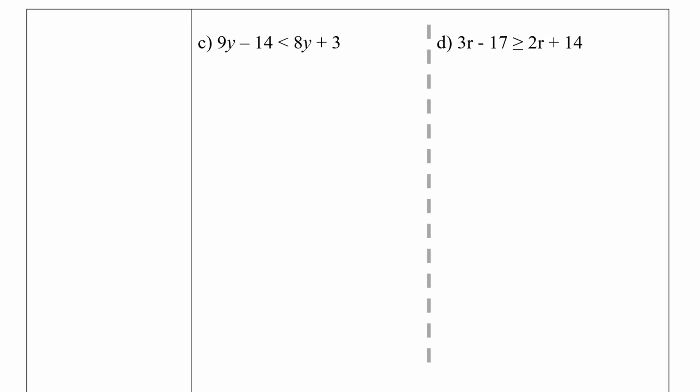These next two examples get a little bit trickier because we have variables on both sides. But in these two examples, let's just keep it positive. And what I mean is the coefficient in front of the variable.